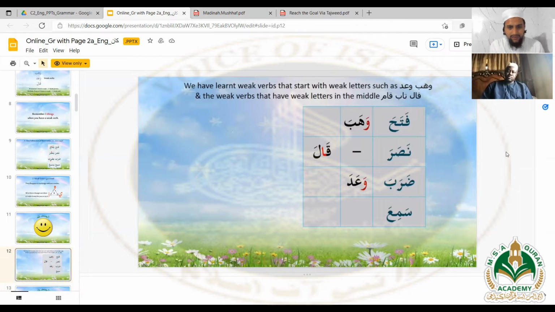We have learned weak verbs that start with weak letters such as wa'ada, wahaba, and the weak verbs that have weak letters in the middle: qala, taba, qama. Qala, there is alif in the middle, taba, there is alif in the middle, and qama, there is alif in the middle. Wa'ada, there is waw in the beginning.